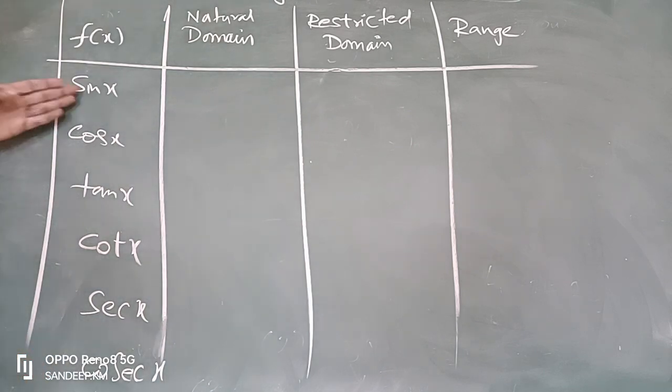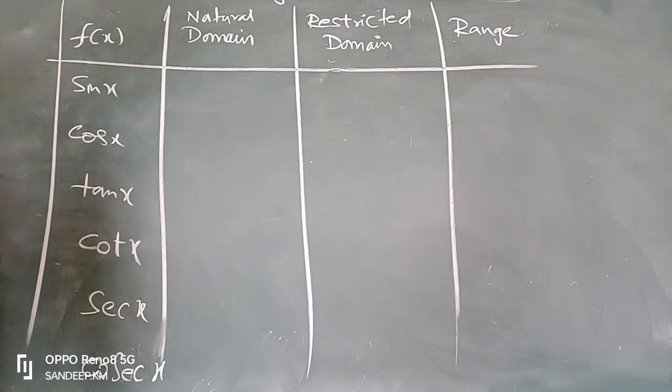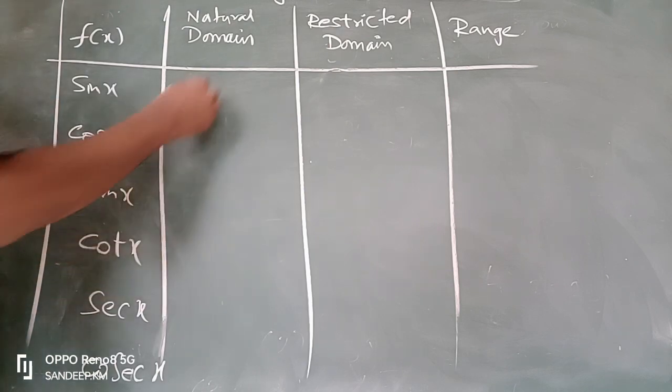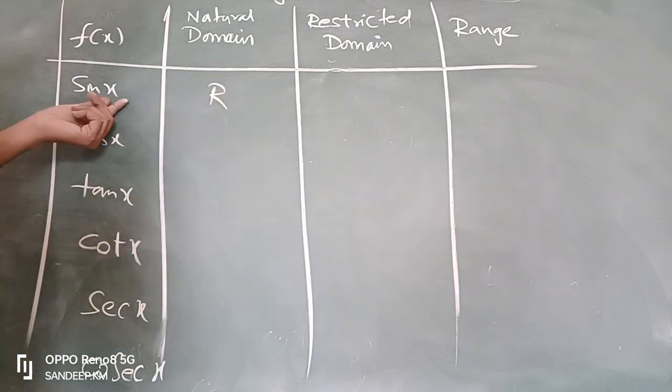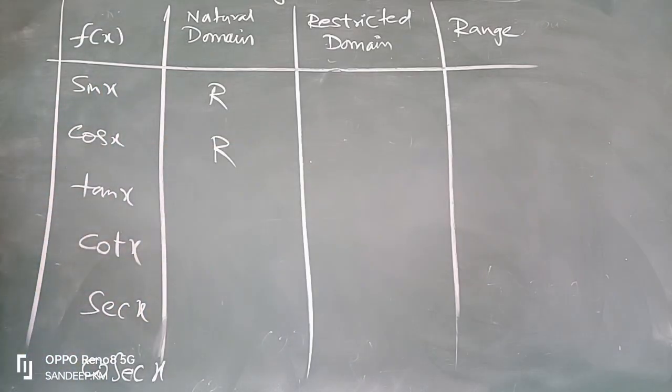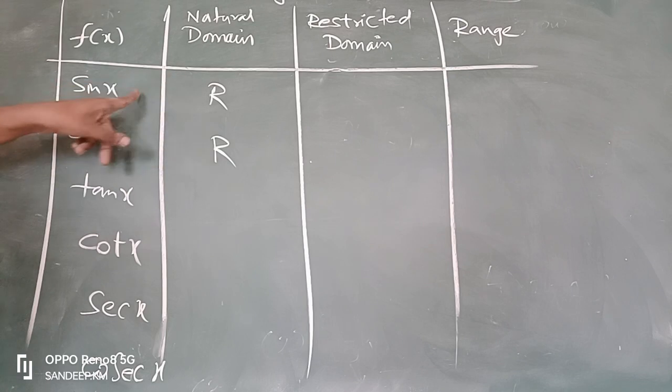Here are our 6 trigonometric functions, and let us revise their natural domains and their range. Then I'll write restricted domains. The natural domain of sin x is any real number, so x can accept any value from minus infinity to plus infinity, and for cos x also the domain is R. For sin x and cos x, the natural domain is any real number.